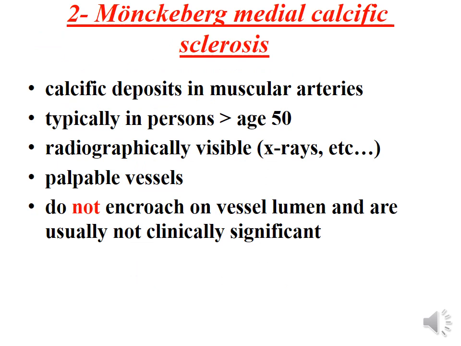The second pattern of arteriosclerosis is called Mönckeberg medial calcific sclerosis. This condition involves the presence of calcific deposits in muscular arteries. It typically affects people who are older than the age of 50, and these lesions, because they contain calcifications, will be visible on X-rays and other imaging studies. They might also lead to palpable vessels if they involve or affect subcutaneous vessels.